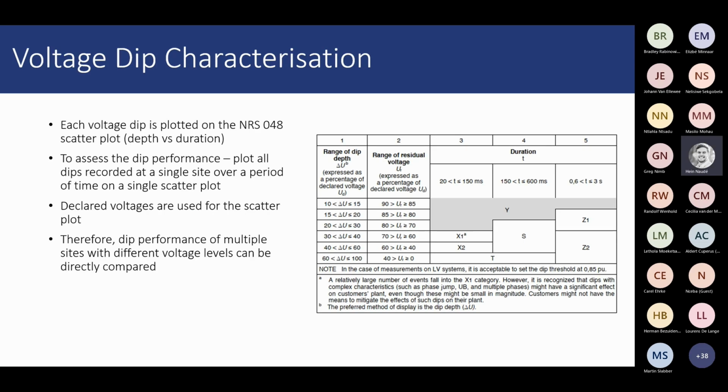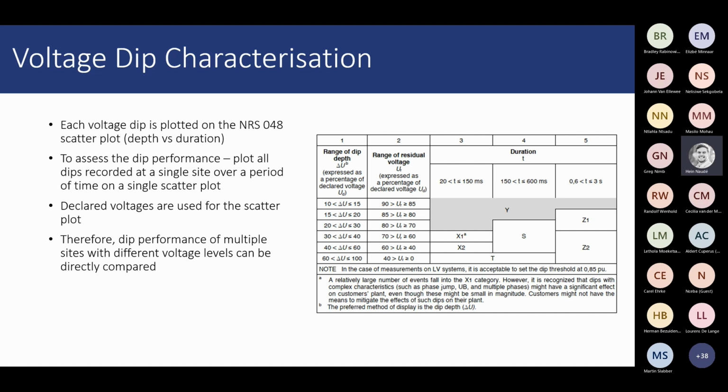So how is a voltage dip characterized according to the NRS? Again, they're using the minimum data, and that's the depth and the duration, to specify what type of event it is. So it's dependent on the duration and then the depth. Here you can see the Y dips, which are the most common events you can expect. Then X1, X2 are shorter events, but quite deep. Then there are the events in the middle, S-type, Z1, which is a longer event, but not that deep. Z2 is long and very deep. And then T is not as long as the Z2, but also very deep.